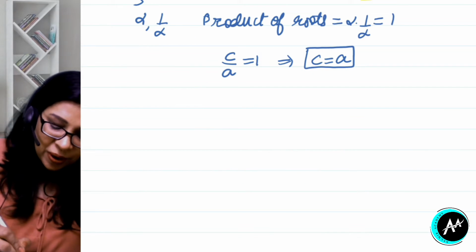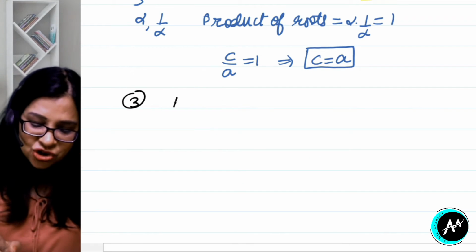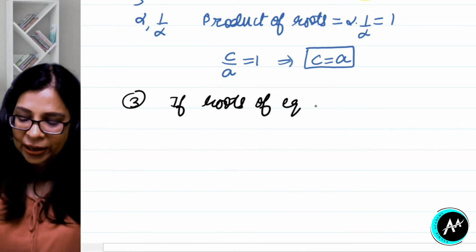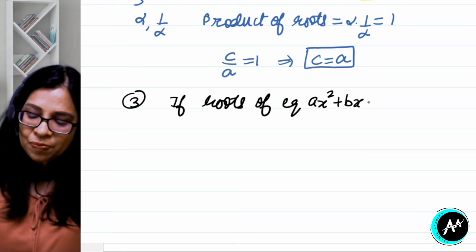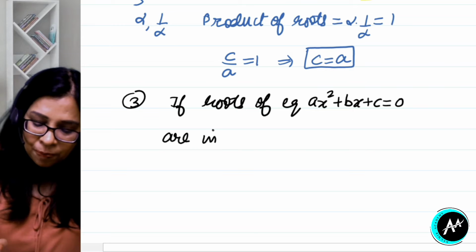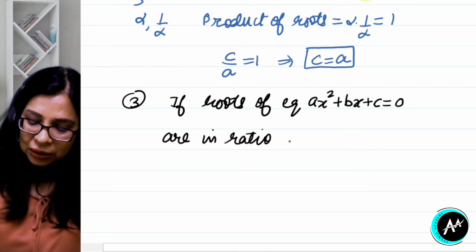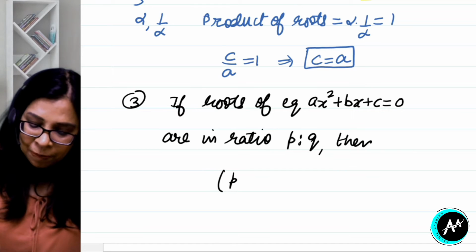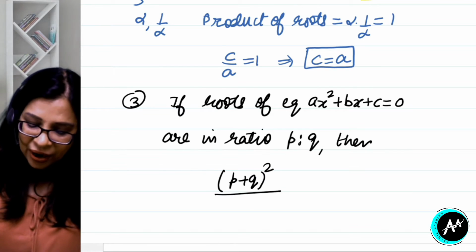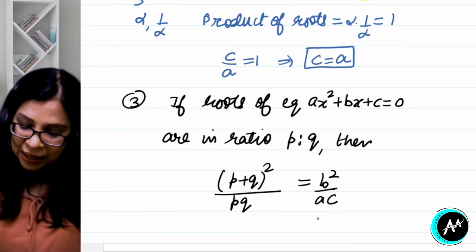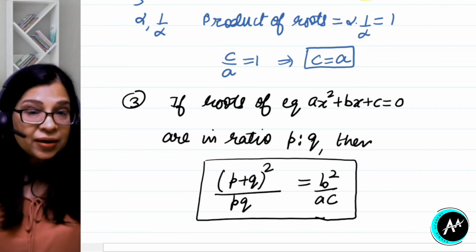So the third result would be that if the roots of the equation, again the same standard quadratic equation ax square plus bx plus c equal to 0, are in the ratio p is to q, then what is going to happen? Then I have this result that p plus q whole square divided by pq will be equal to b square upon ac. That's the result. Is it all right? Which we will be using directly, and it is very, very helpful.